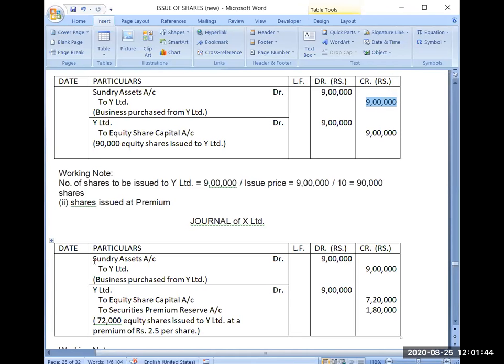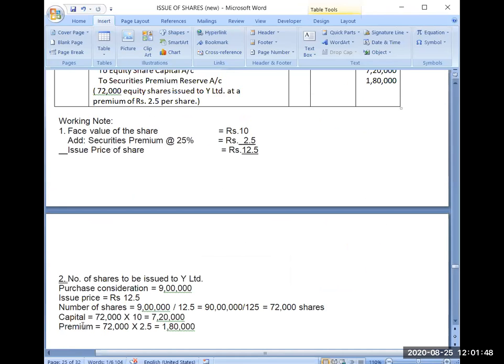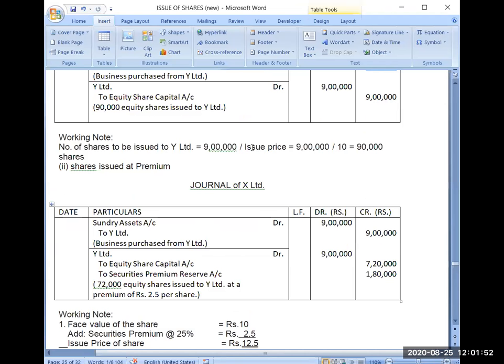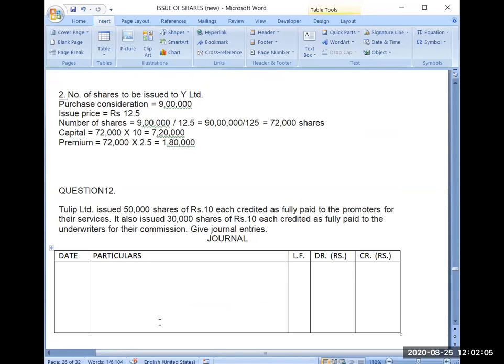Then in this case we have again divided the purchase consideration by the issue price. That's why I have given you this formula here, that you should remember. You should not get confused in any question. First calculate the issue price of the share and then proceed to calculate the number of shares to be issued. Okay, now start sending me answers for this.